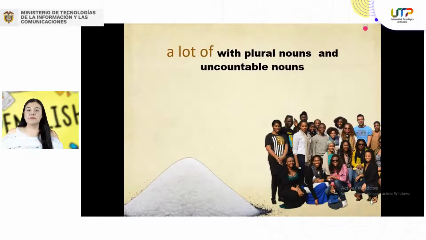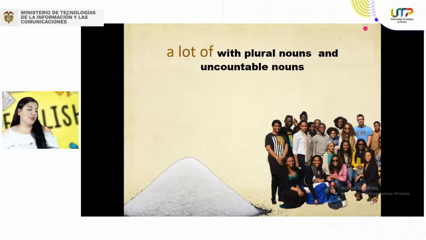Excelente. Ahora, a lot of. Esta es una palabra que usamos mucho nosotros en español, ¿sí? Cuando yo quiero decir mucho, mucho o muchas o muchos en plural. Así que, si quieren tener una palabra para usar muchas veces en inglés, apréndanse esta expresión, a lot of. Y es muy flexible porque la puedo usar con countable y también con uncountable nouns.